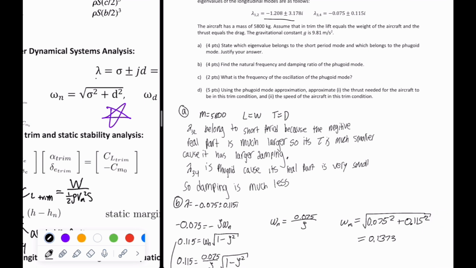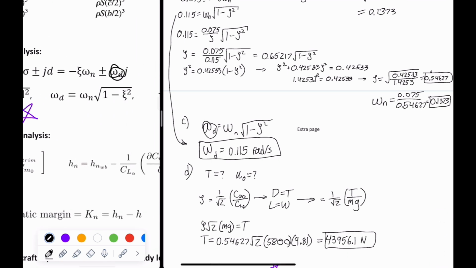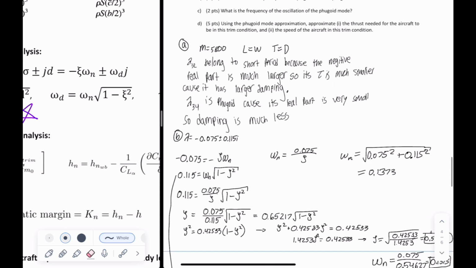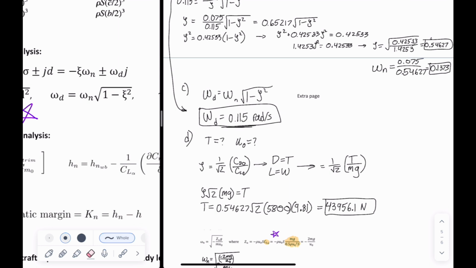So part C is the natural frequency. What is the natural frequency of the oscillation of the fugoid mode? So that is WD. WD is literally the imaginary component. So you really could just skip plugging these numbers into this equation and just look at what's the imaginary part of the eigenvalue. It's this. So that's the frequency of oscillation of this mode.